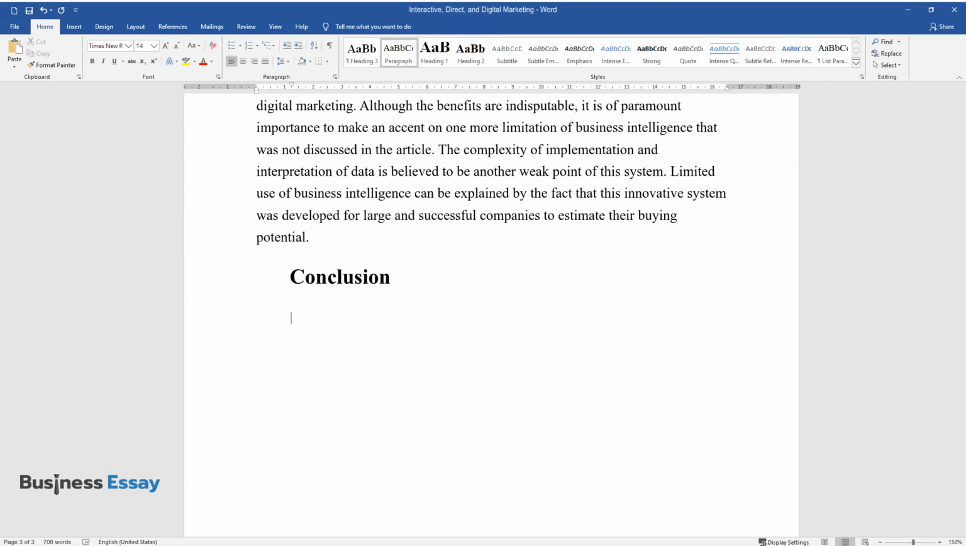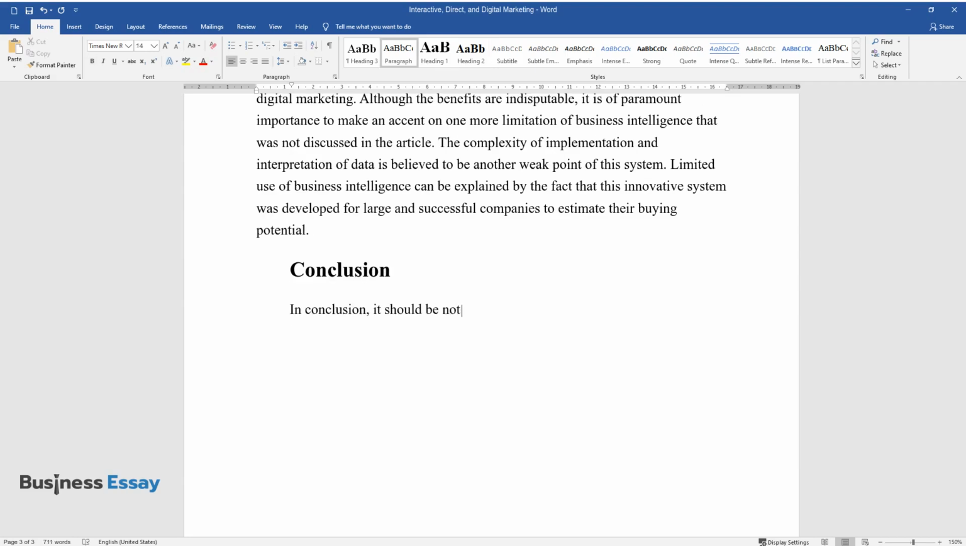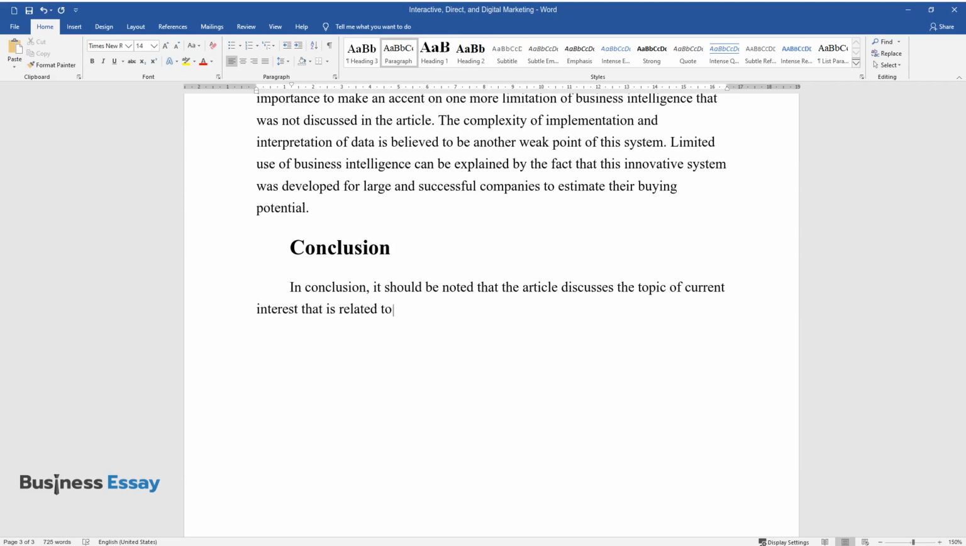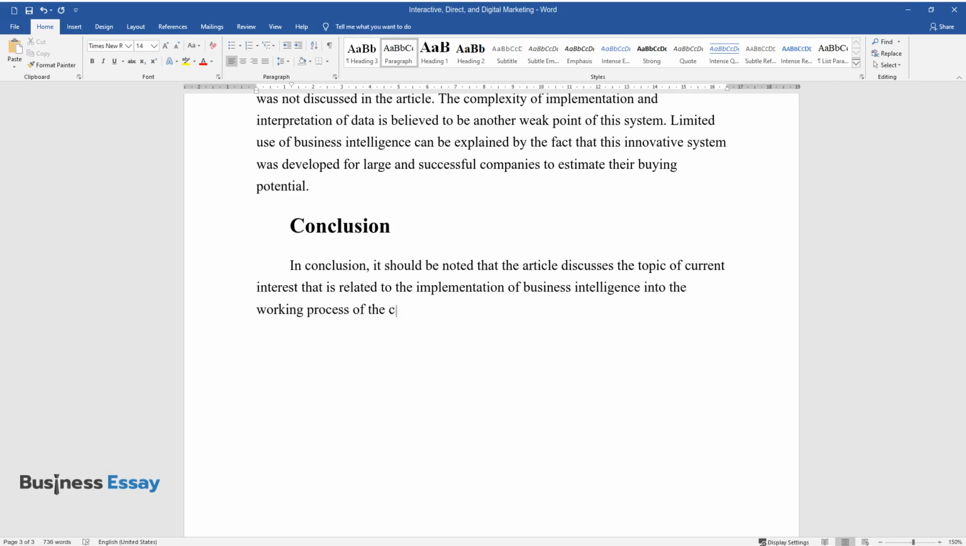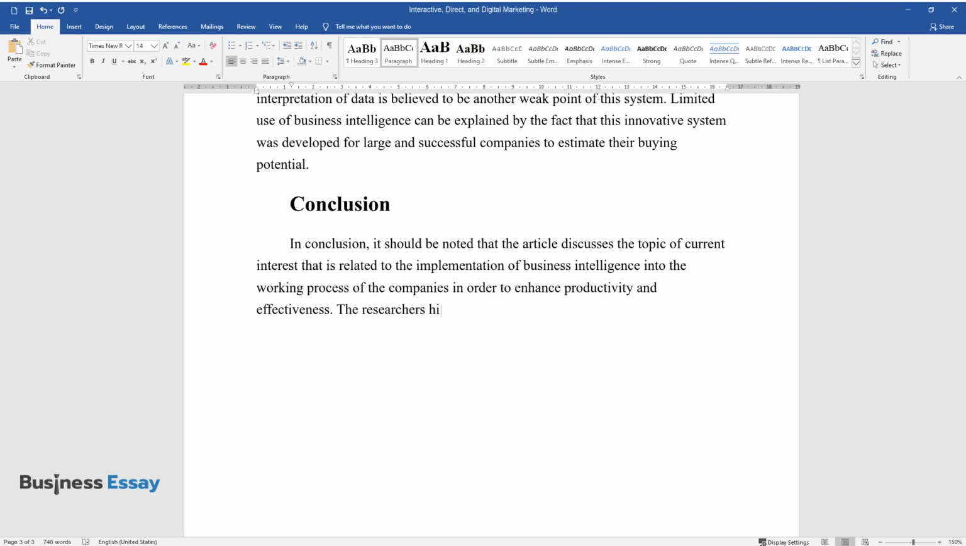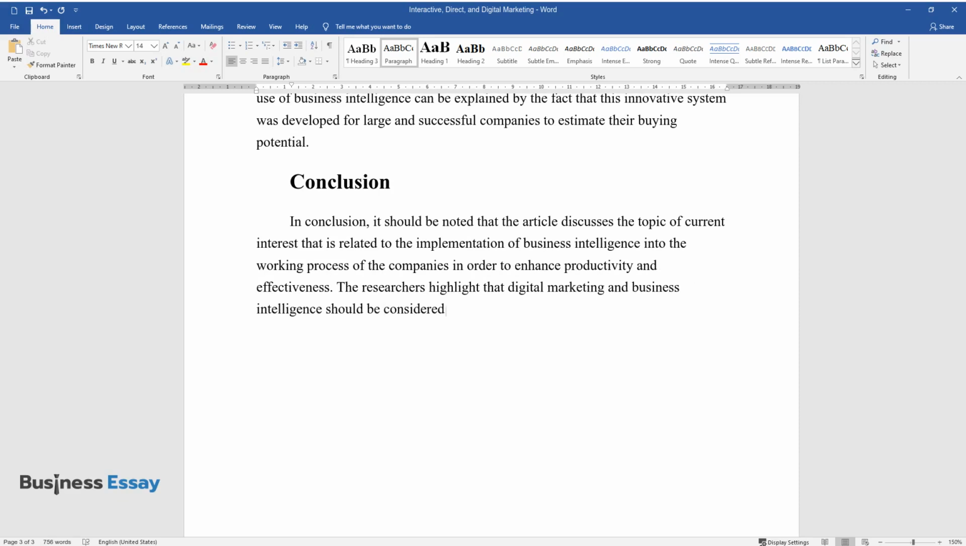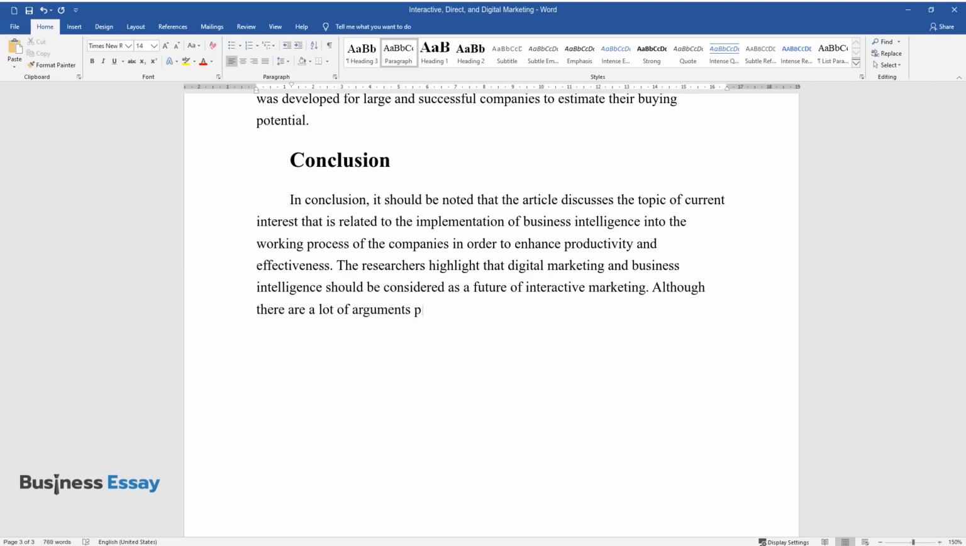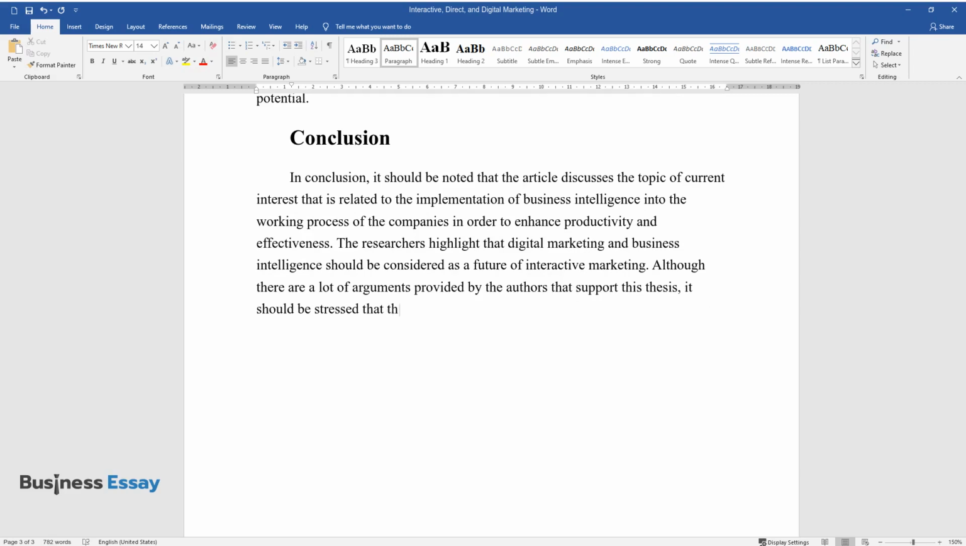Conclusion. In conclusion, it should be noted that the article discusses the topic of current interest that is related to the implementation of business intelligence into the working process of the companies in order to enhance productivity and effectiveness. The researchers highlight that digital marketing and business intelligence should be considered as a future of interactive marketing. Although there are a lot of arguments provided by the authors that support this thesis, it should be stressed that there are a number of limitations of the system that should not be forgotten.